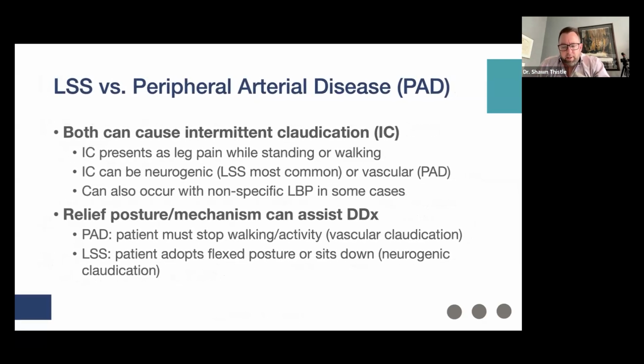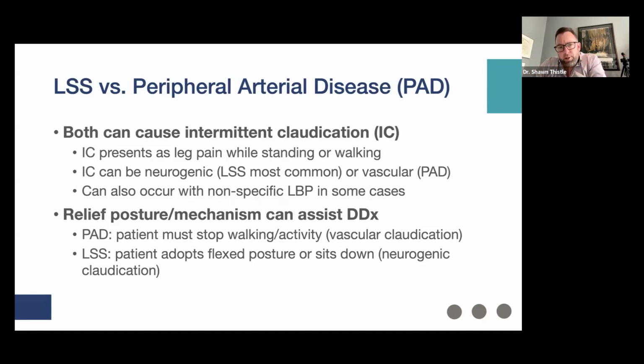So let's talk about peripheral arterial disease a little bit more. Both lumbar spinal stenosis and peripheral arterial disease can cause intermittent claudication, this feeling of heavy legs, numbness, paresthesias in your legs with activity. And this usually happens with walking or prolonged standing. And again, this can be neurogenic, in which case lumbar spinal stenosis is the most common from degenerative changes, or vascular from global cardiovascular disease, or local vascular changes in and around the lumbosacral region. Intermittent claudication can also occur with nonspecific low back pain in some cases.